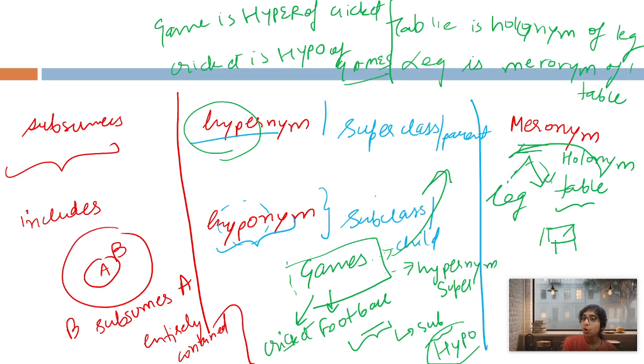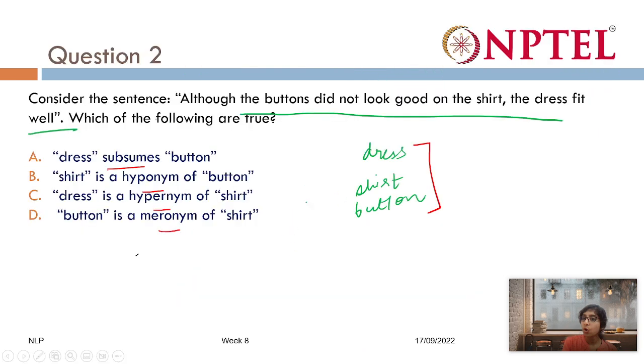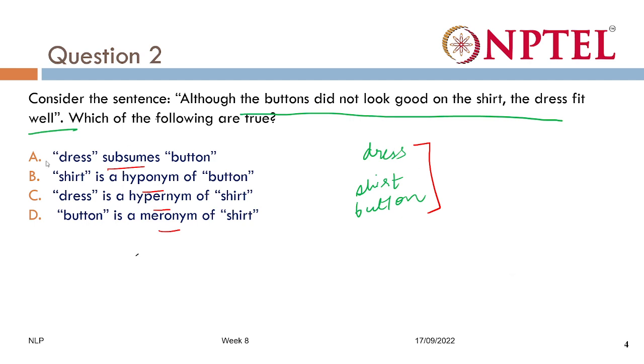And subsumes means that if one thing is entirely contained in the other, then we say that B subsumes A. Based on this, if you see the options here, does a dress subsume the button, or does the shirt subsume the button? Is the button a part of the shirt, or a part of the dress? Is this option correct: dress subsumes a button? No. Why? Because some dresses can have buttons, some dresses can be buttonless also, right? So this is wrong.